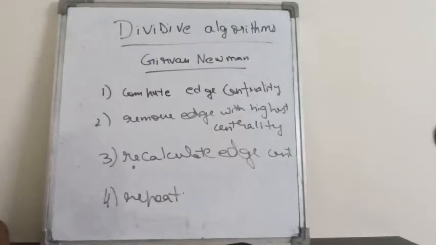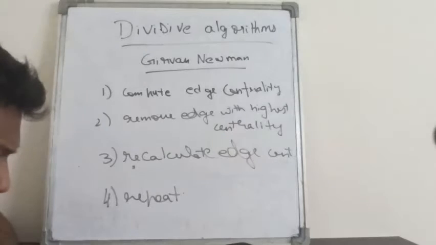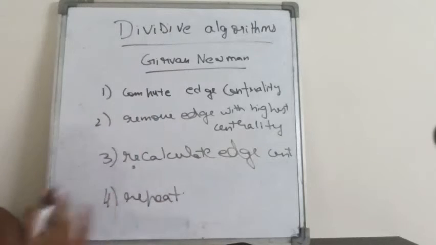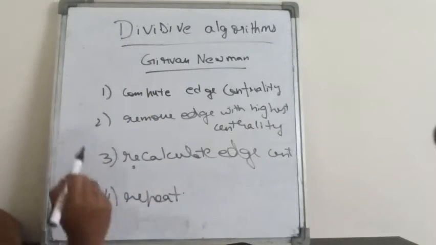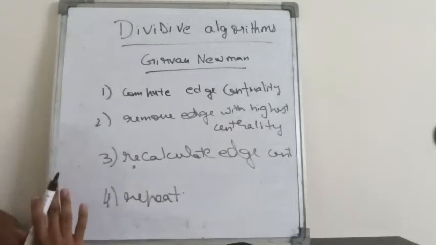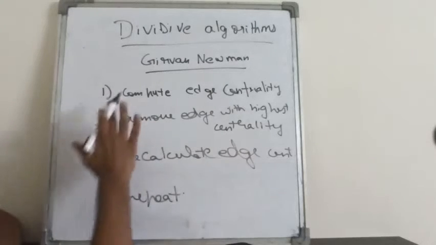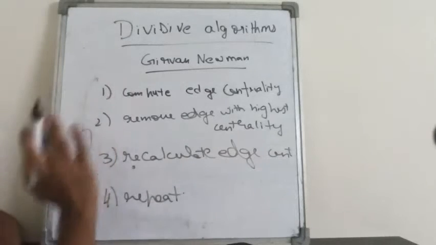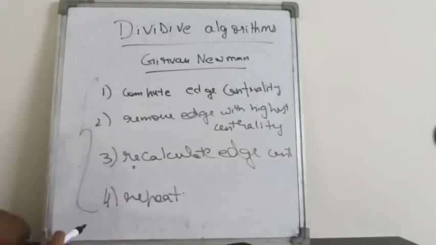Okay, so first let's move forward with divisive algorithms. So what are divisive algorithms? Divisive algorithms are basically simple algorithms that help us identify communities in a graph. One such algorithm is Girvan-Newman. Actually, this is the algorithm for any divisive algorithm that follows a divisive approach.